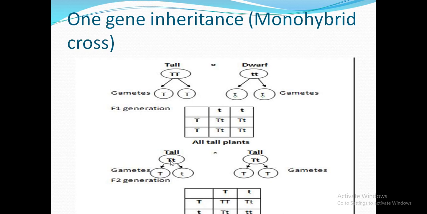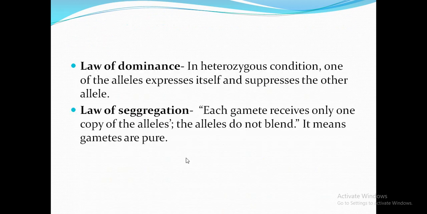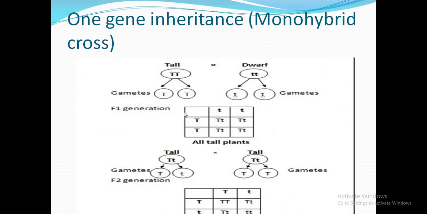Here you can see, for example, the dominant allele goes to one gamete, whereas the recessive allele goes to another gamete. Like this, each gamete contains only one copy of the allele. That is, the alleles will not mix in a single gamete. They get separated. That is why we say that gametes are pure. That is why the law of segregation is also called the law of purity of gametes, because these alleles do not mix, do not blend. They are separated during gamete formation.